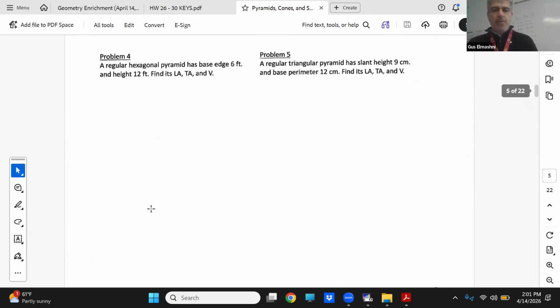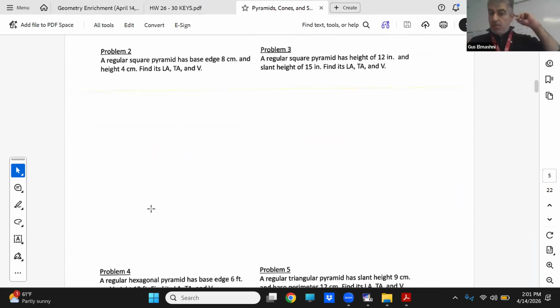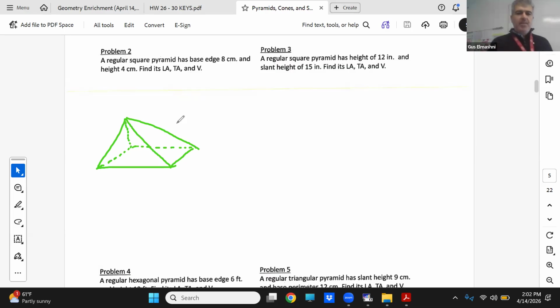All right, so for number 2. Again, square pyramid, base edge is 8, height's 4. We kind of just did this already, right? It's kind of like drawing a tent, if you think about it.